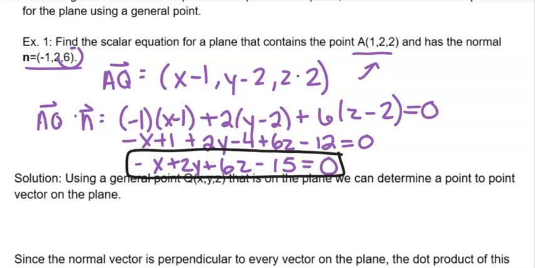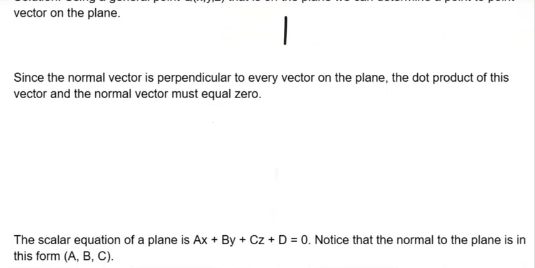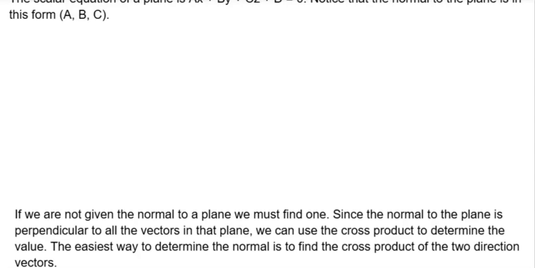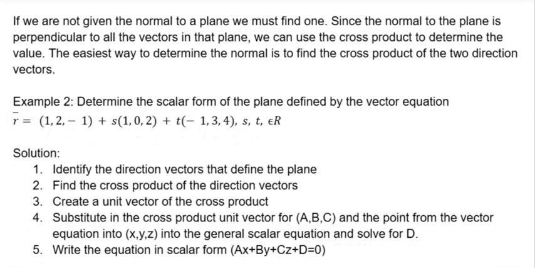Okay, well, let's say that we're not given the normal vector. Oh, and as a reminder, the normal vector is perpendicular, so the dot product of this vector and the normal vector must equal 0. So let's say we're not given the normal to the plane, so we have to find one. The normal to the plane is perpendicular to all the vectors in that plane, so we're going to use the cross product. This is what we're going to be doing most often to determine that value. The easiest way to find the normal is to find the cross product of two direction vectors.